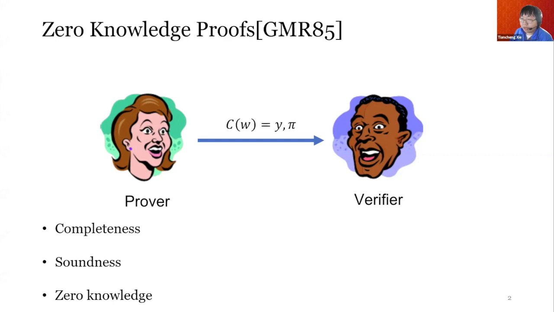One is completeness, which means that if both parties act honestly, then the ZKP protocol should accept. Soundness means that if the prover acts maliciously, then the verifier should only accept with a very small probability. And zero knowledge means the prover holds some secret, and the verifier should not learn the secret during this proving process.